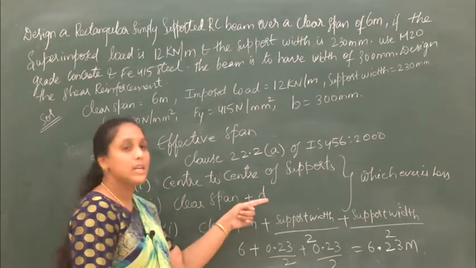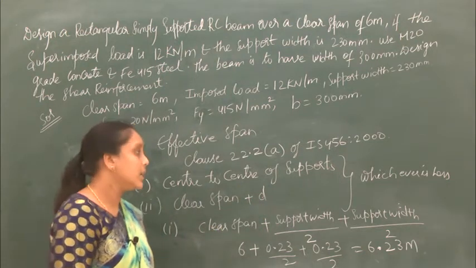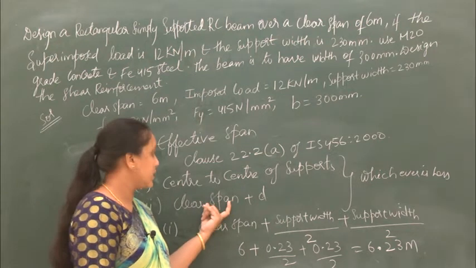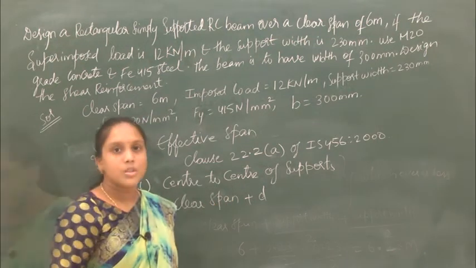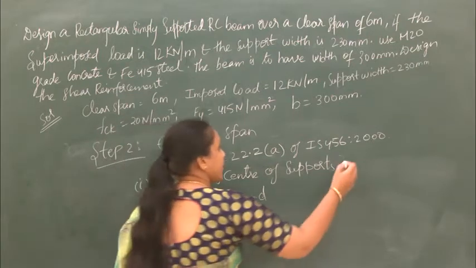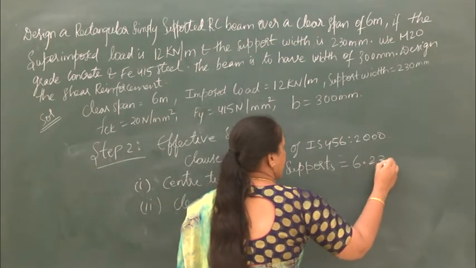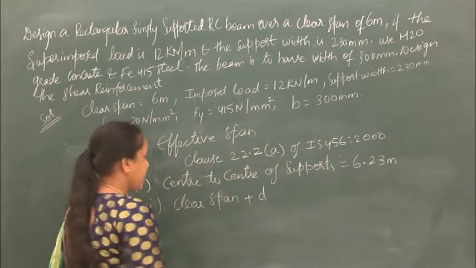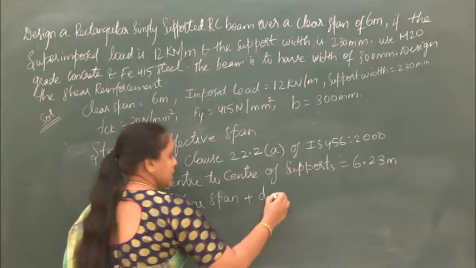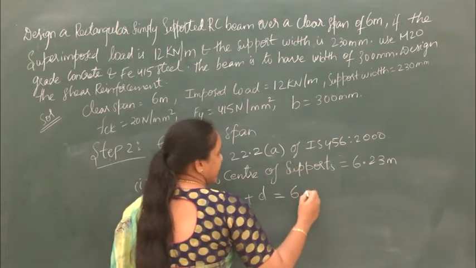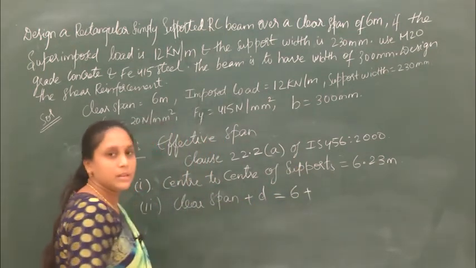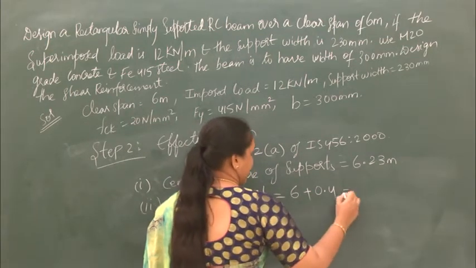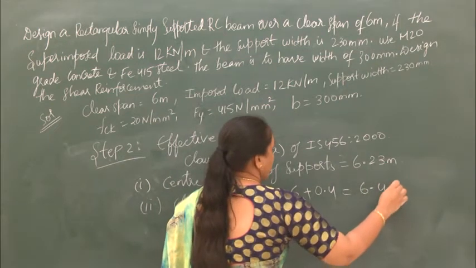Now let us consider the second case, that is clear span plus d. Here d is nothing but the effective depth. So let us find out the effective span considering this condition. For the first condition, the value I have got is 6.23 meters. Now the second condition is clear span plus d. The clear span is 6 plus d, which is the effective depth. Here I am writing it in meters, so it will be 6.4 meters.